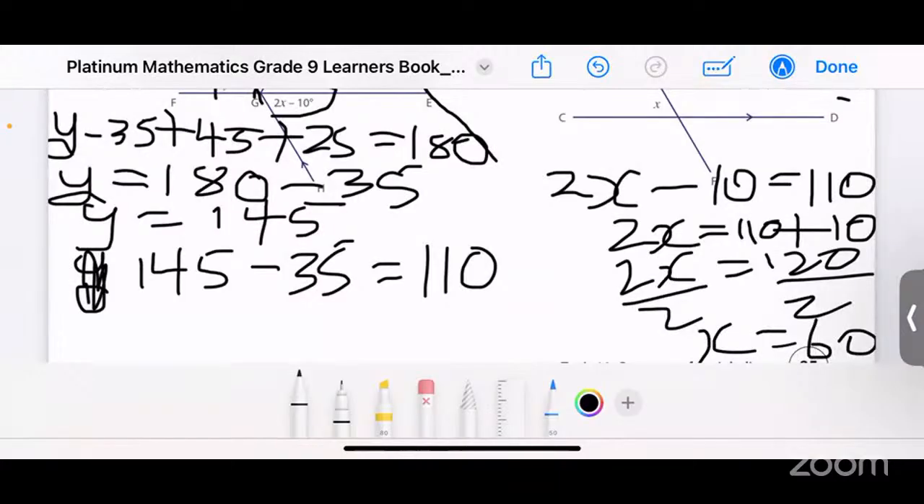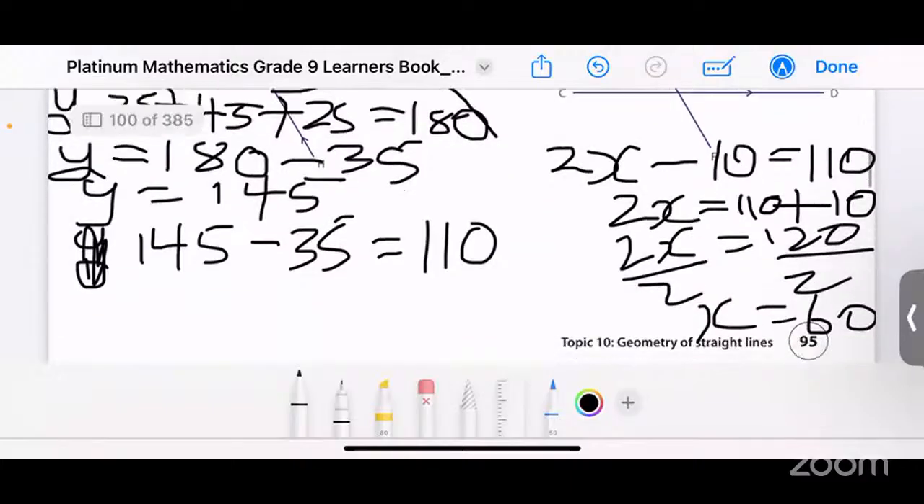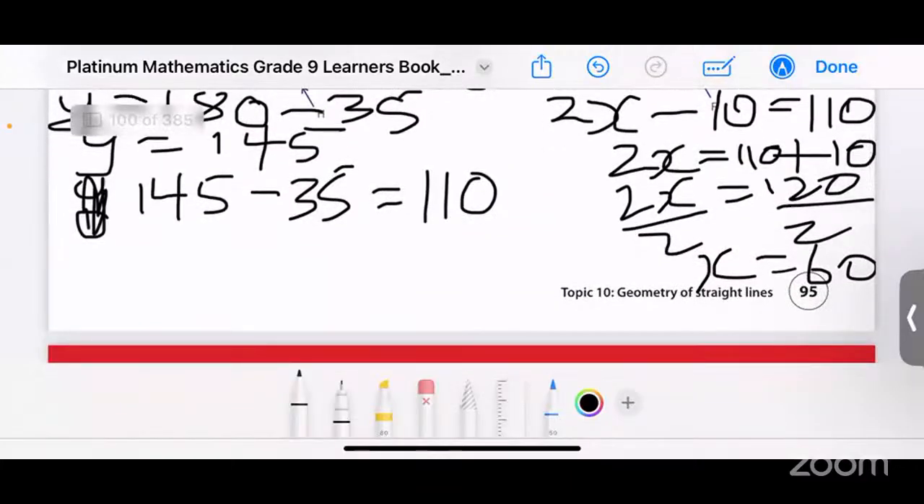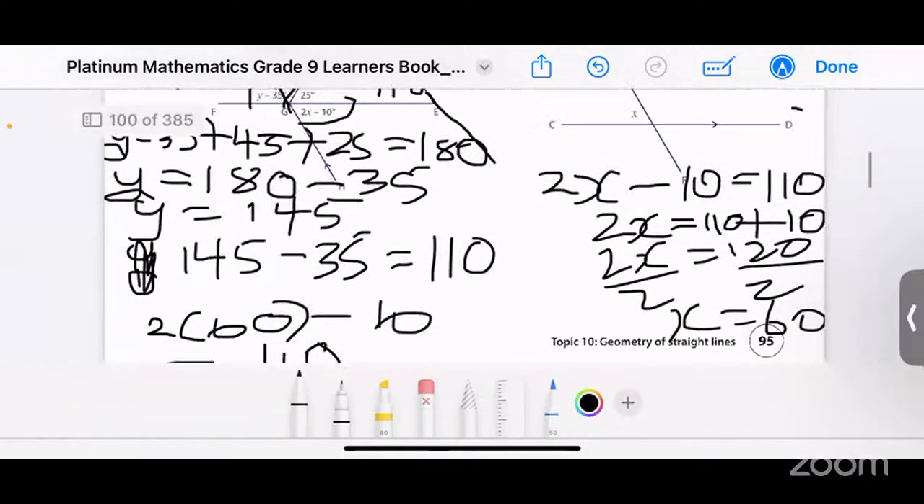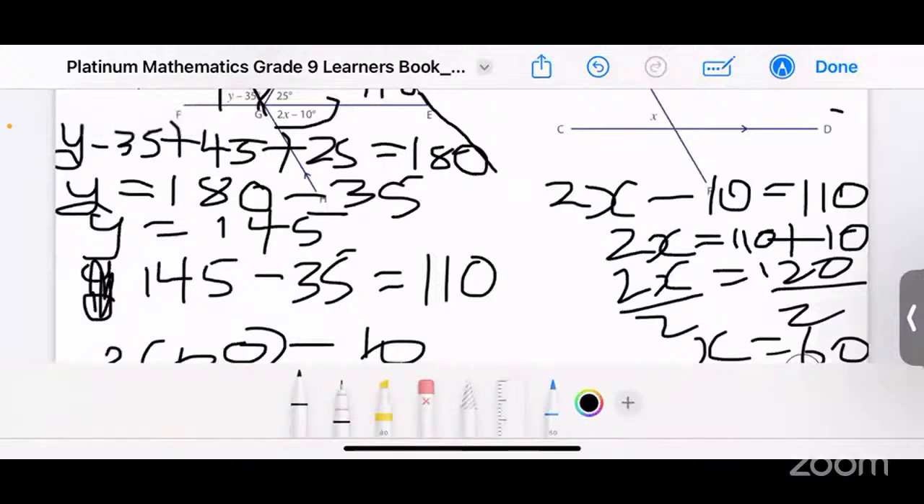So that angle we want to see is how much. If x is equals to 60, we are saying 2 bracket 60 minus 10. It's also what? 110. We wanted to prove if it's correct. So that's question 2A. Do you understand?